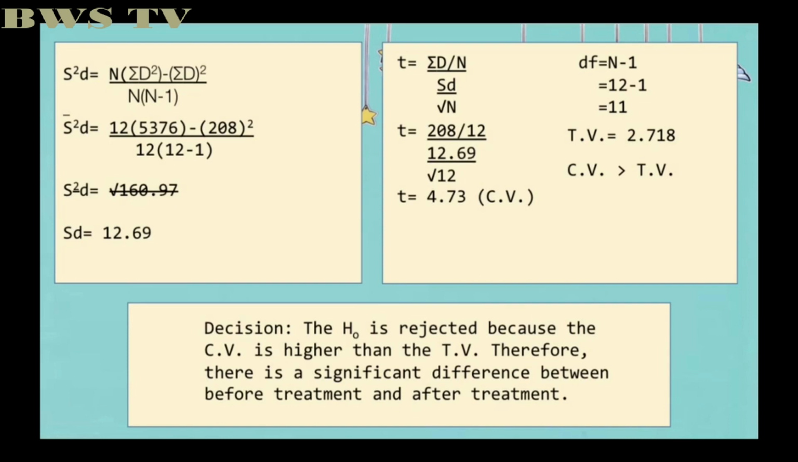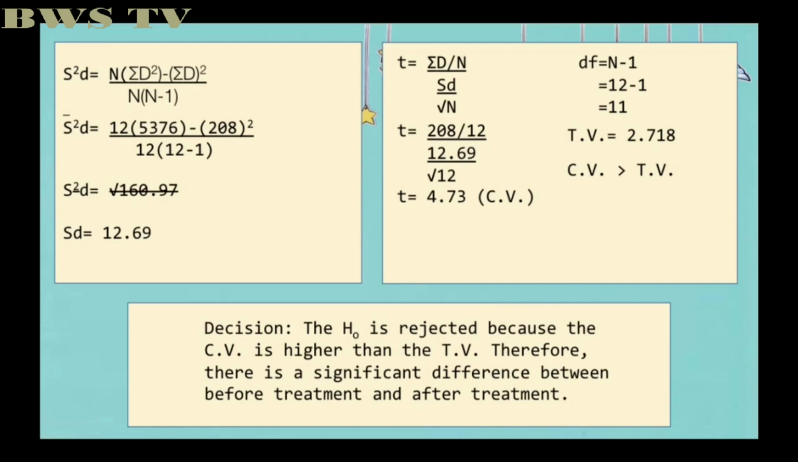Next is to find the DF equal to N minus 1, 12 minus 1 equals 11. TV equals 2.718, so the CV is higher than the TV. So decision: the null hypothesis is rejected because the CV is higher than the TV. Therefore, there is a significant difference between before treatment and after treatment.